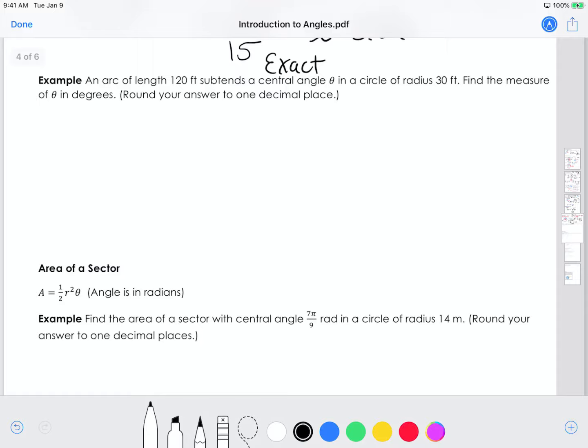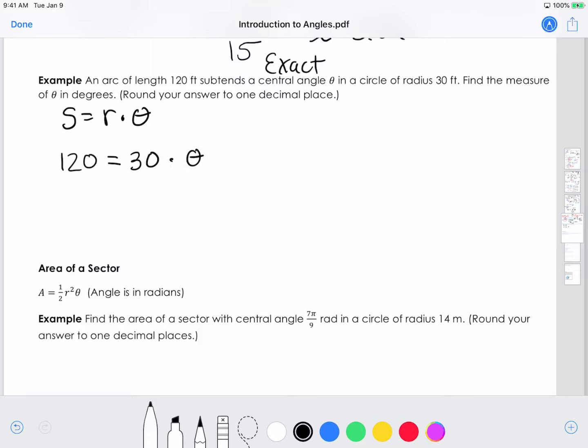The second example says, an arc length of 120 feet subtends a central angle, theta, in a circle that has a radius of 30 feet. Find the measure of the angle in degrees. So in this problem, they're asking us to find the angle, and they're giving us the length and the radius. So it tells us that the arc length is 120 feet. So I'm going to put that in for S. It says the radius is 30 feet. So I'm going to put that in for R, and that's times theta.